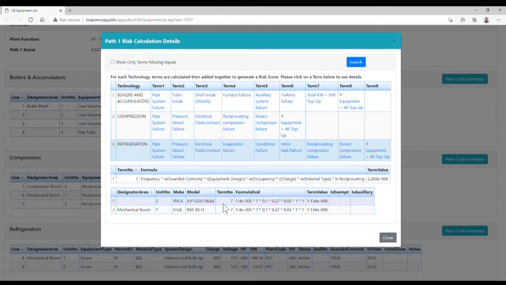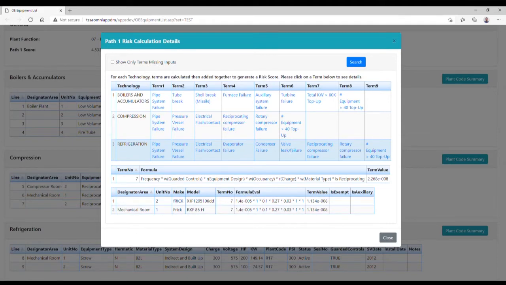And so here we have these two compressors. In fact, you can see it below here. There's two compressors. They're not hermetically sealed. They have B2L refrigerants. They're indirect and built up. 300 pounds of material each, 575 voltage each, and about 150 and 75 kilowatts. Although the kilowattage doesn't matter for the refrigerator. And then again, guard controls.